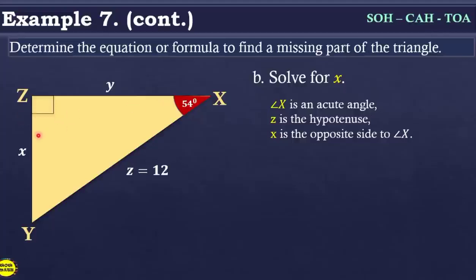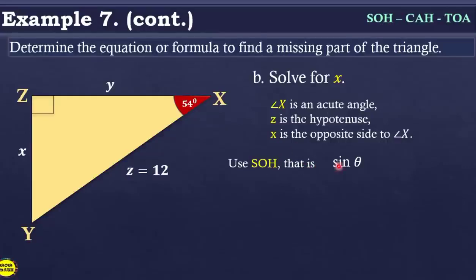Opposite siya. Kanina, anong relationship ng angle x kay y? Adjacent. Ngayon, anong relationship nito dito? So, opposite. Okay? So, yun po siya. Opposite to angle x. So, alin dito yung pwede natin gamitin? Sine, cosine, o tangent. Given yung hypotenuse and opposite. So, ito po siya. Hypotenuse and opposite. So, we will be using sine.